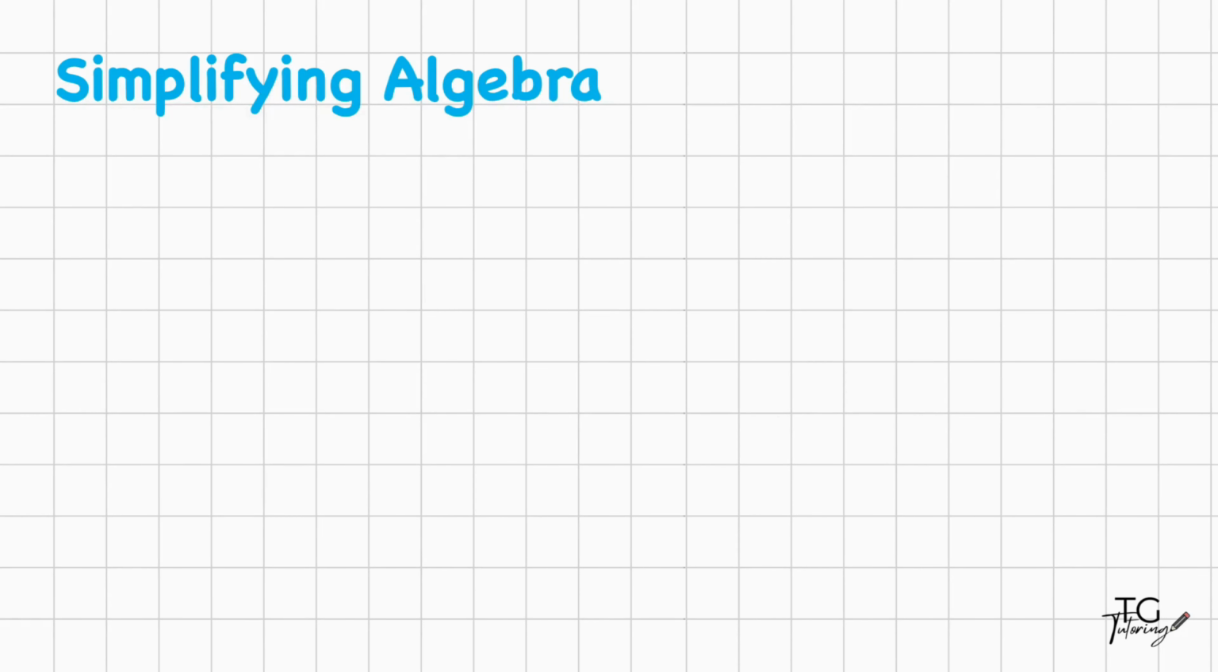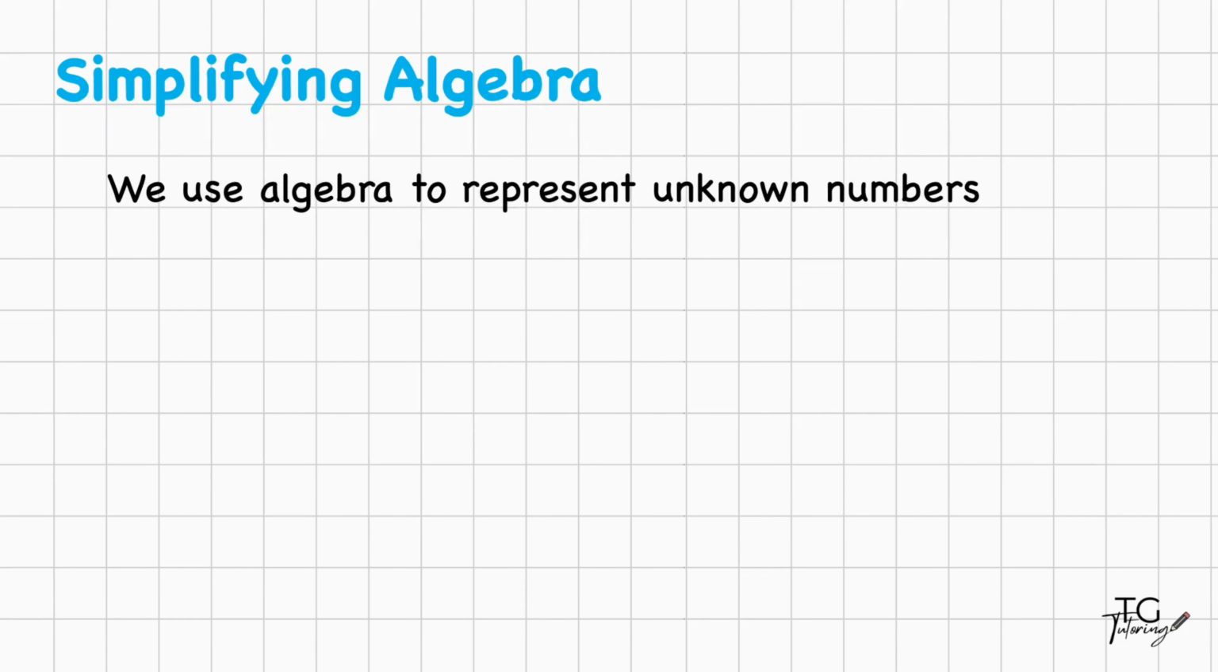Today we're going to look at simplifying algebra, and this is the introduction. So this will go through what algebra is and how we simplify it. Before we can simplify, we need to first understand what algebra is. Algebra is just used to represent unknown numbers. So when we have an expression or equation, but we don't know what number it is that we're going to use, we use a letter to represent the number that we don't know.